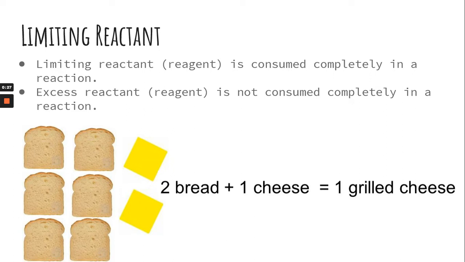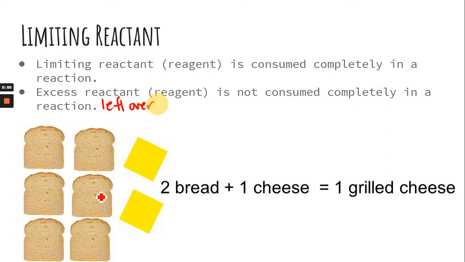Excess reagent or reactant is not completely consumed, so you have leftover of the excess reactant, but the limiting reactant is completely consumed. So if we think about making grilled cheese sandwiches, we need 2 pieces of bread, 1 piece of cheese to make 1 grilled cheese sandwich.